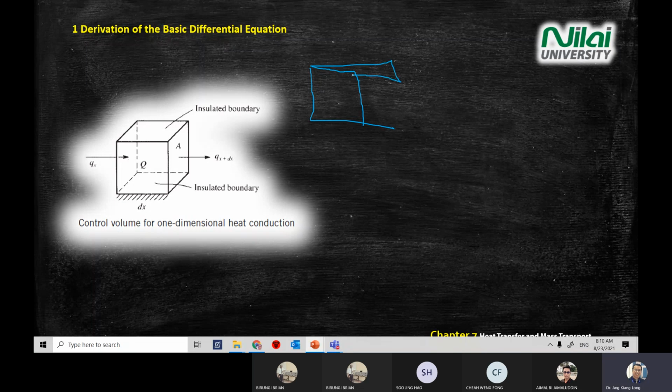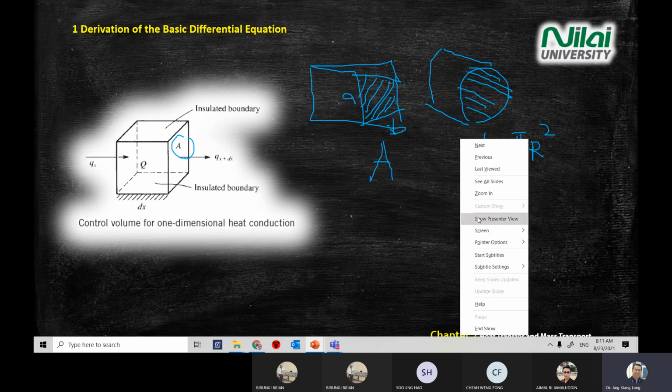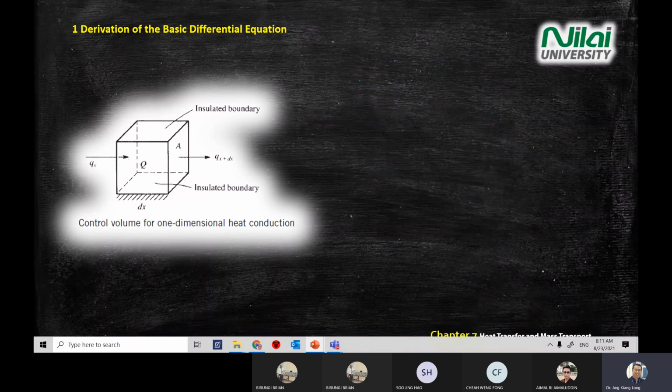Now in this chapter we focus on two shapes only. One is a cube object, sorry for my drawing. Another one is a round object, or cylinder. So we focus on two. What is the difference between these two? It is the area A. If you are using a rectangular object or cube, your area is A times B, the sides. However, if you're looking at a cylinder, you're looking at a circle area, and A becomes pi r squared. So these are the differences when you talk about chapter 7 on heat transfer.